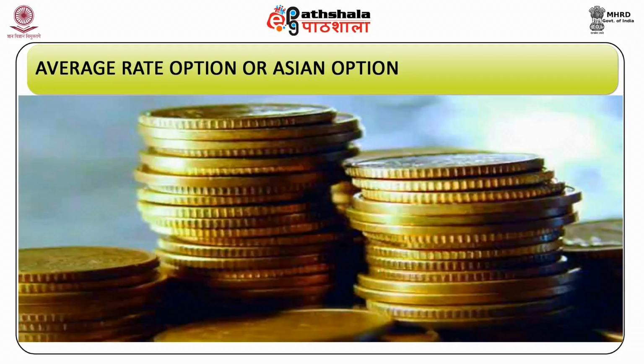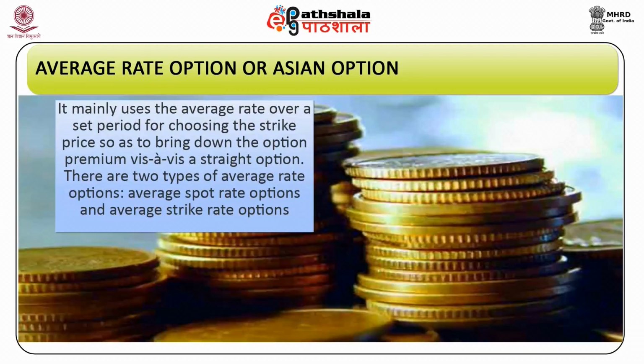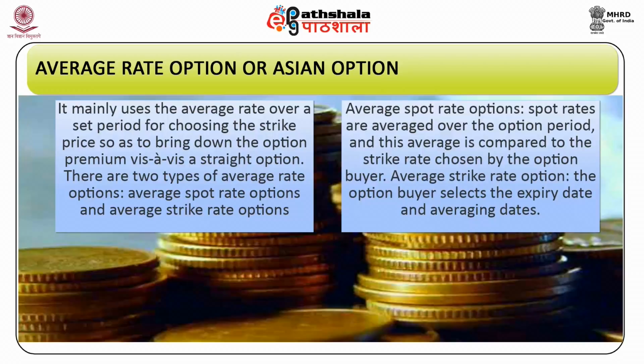Average rate option or Asian option. It mainly uses the average rate over a set period for choosing the strike price so as to bring down the option premium vis-a-vis a straight option. There are two types of average rate options: average spot rate options and average strike rate options. Average spot rate options. Spot rates are averaged over the option period, and this average is compared to the strike rate chosen by the option buyer.